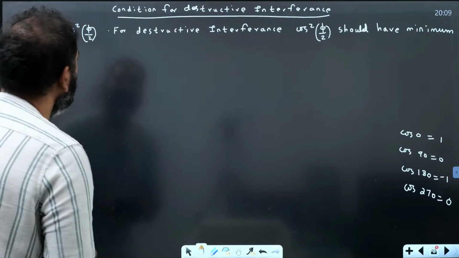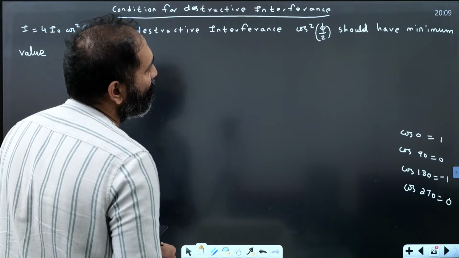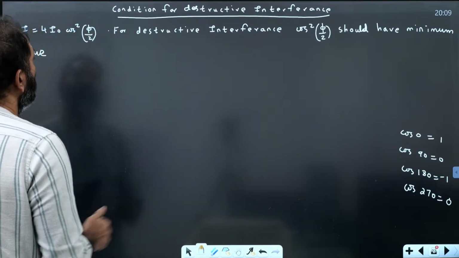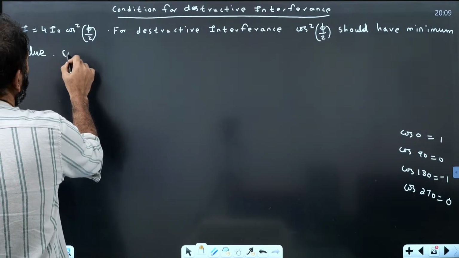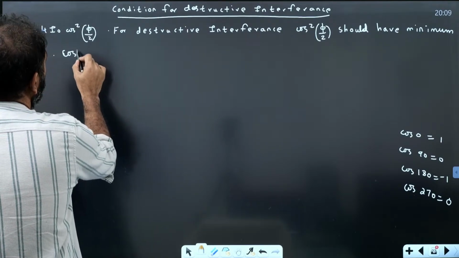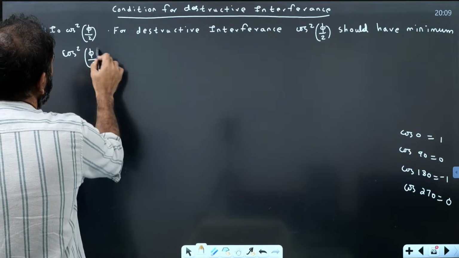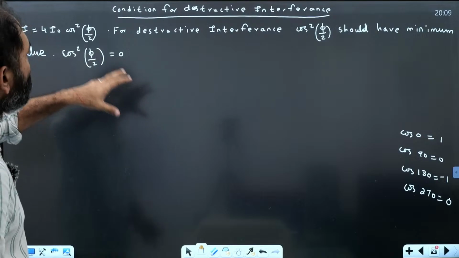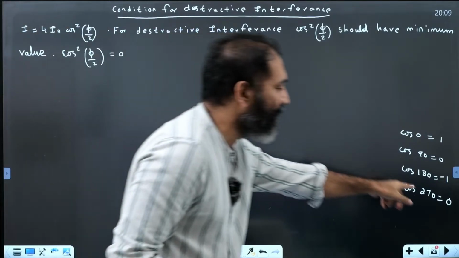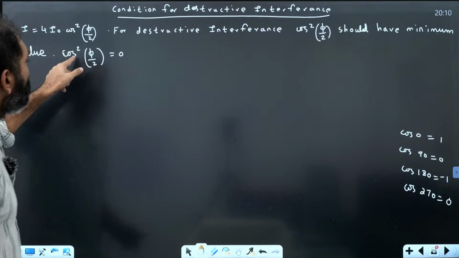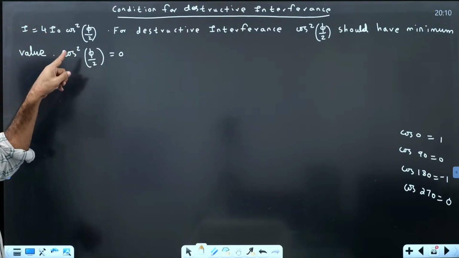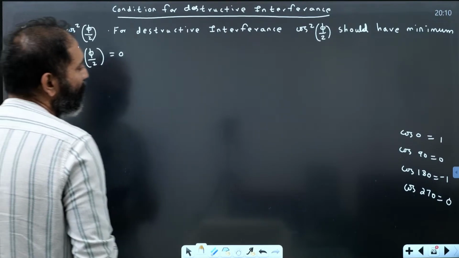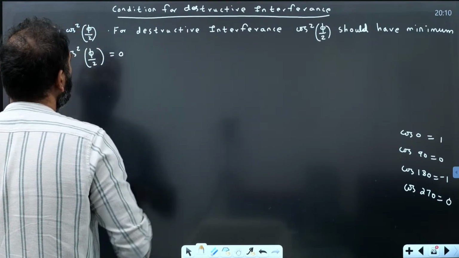So cos square phi/2 should be what? 0, because 0 is the minimum value. We won't get the -1 value, since there is a square term, you won't get a minus value. So in order to get 0, what should be the phi value? Phi should be equal to pi.